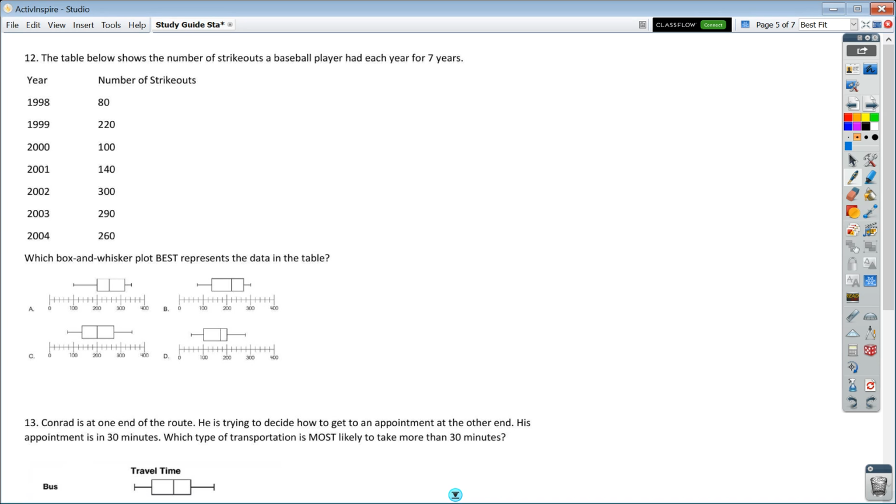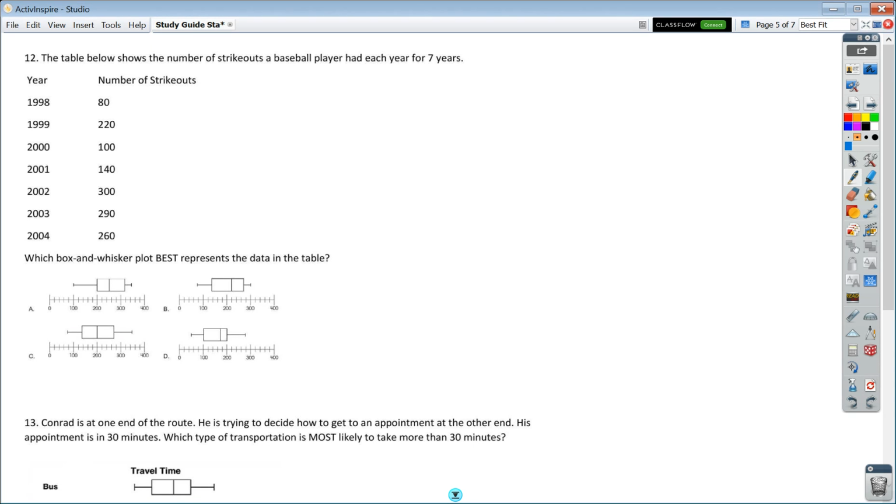Okay, number 12 says a student's table shows the number of strikeouts a baseball player had each year for 7 years. Which box and whisker plot best represents the data in the table?